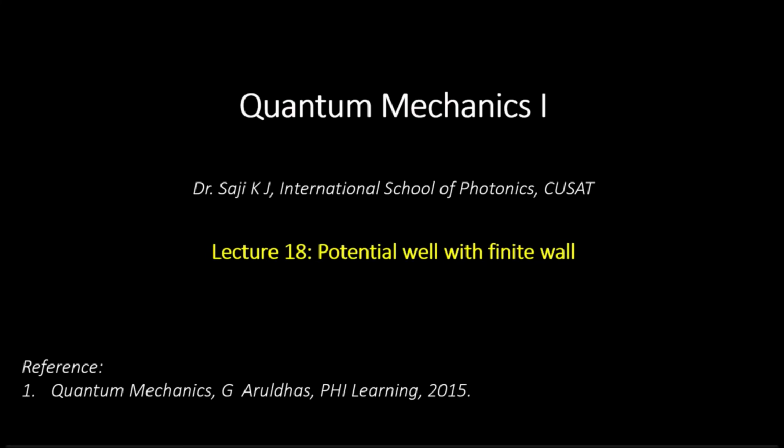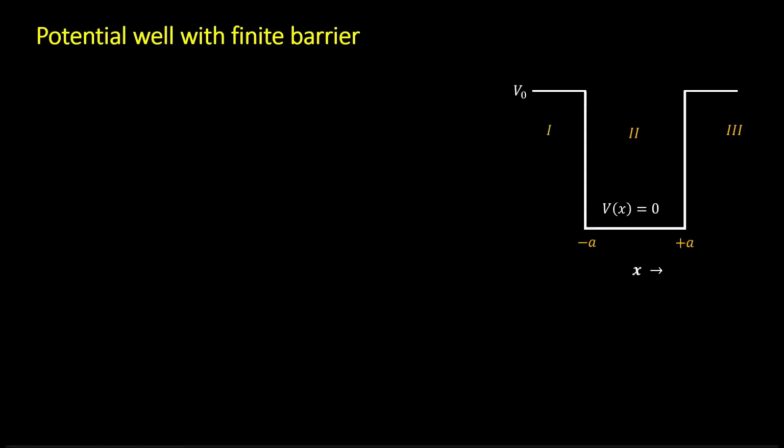In the previous class, we discussed the case of a particle trapped inside a potential well with infinite barrier. Since the barrier potential was infinite, the particle was trapped completely inside the well and there was no probability for finding it outside the well. Real potential wells do not have infinite barriers. Instead, they have a finite potential barrier. So let's see what happens to the case of a particle trapped inside a potential well with finite barrier.